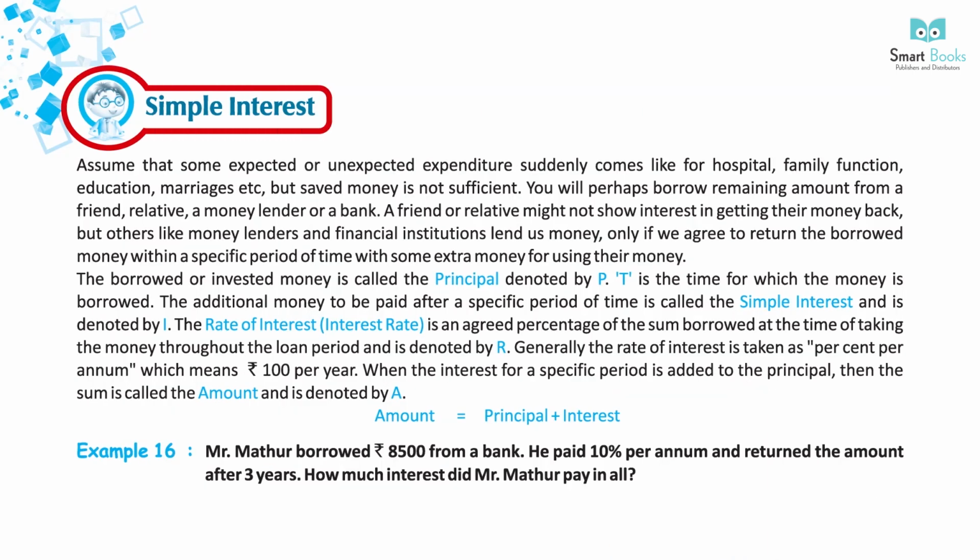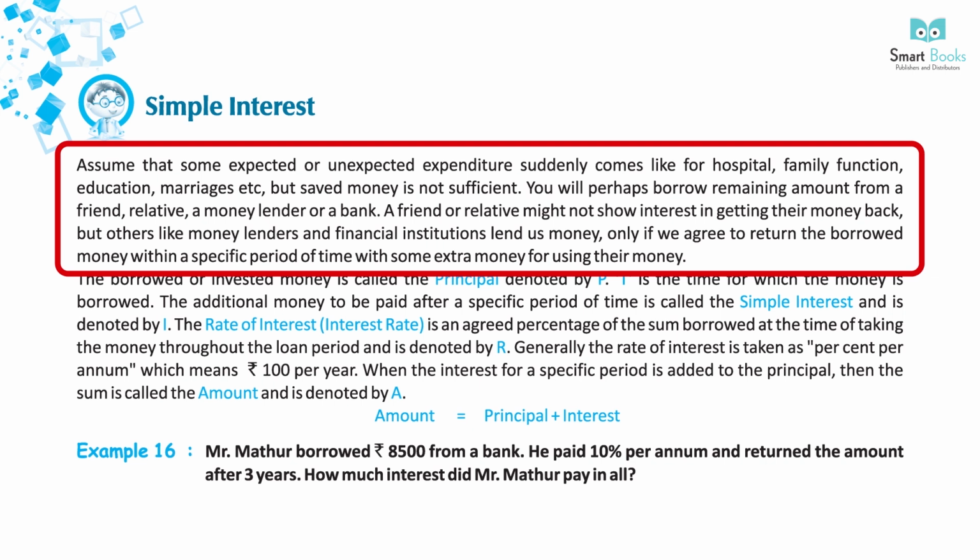Simple interest. Assume that some expected or unexpected expenditure suddenly comes up for hospital, family function, education, marriages, etc. But saved money is not sufficient. You will perhaps borrow the remaining amount from a friend, relative, a money lender or a bank.